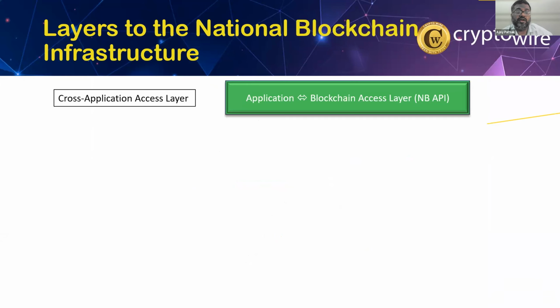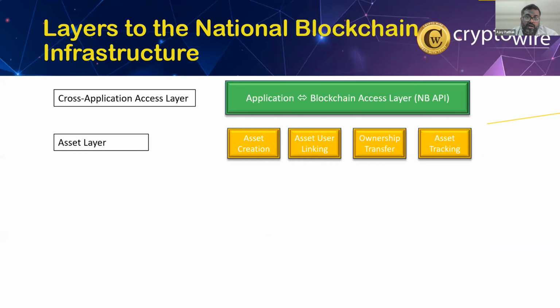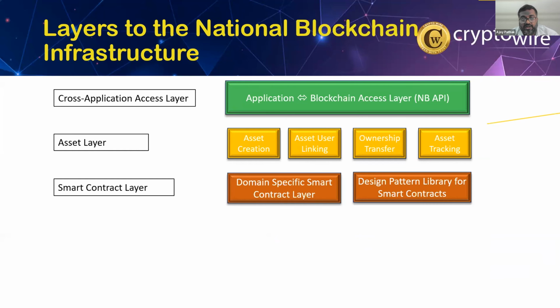Basically, it's going to have a cross application access layer, in which whatever APIs the national blockchain has will be shared with everyone. So enterprises and institutions can participate in this application layer of the national blockchain framework. Then there's going to be an asset layer, where asset creation will happen, users will be linked with assets, ownership transfers will be conducted, and the life cycle of the asset will be tracked through this asset layer. Then there's going to be a smart contract layer, where there will be domain specific smart contracts, and there will also be a design pattern library for smart contracts, from where you can work on smart contracts with government directives.